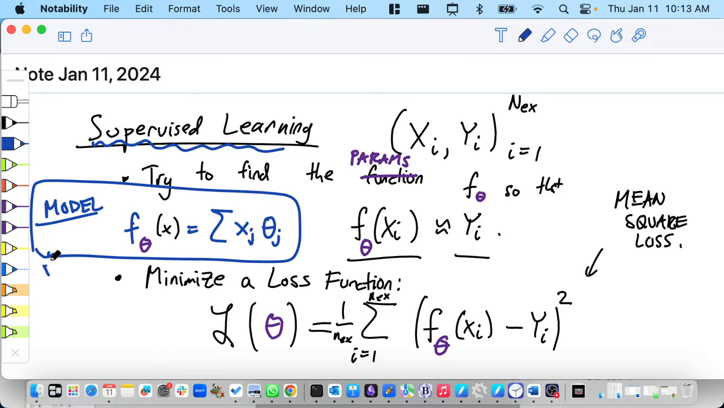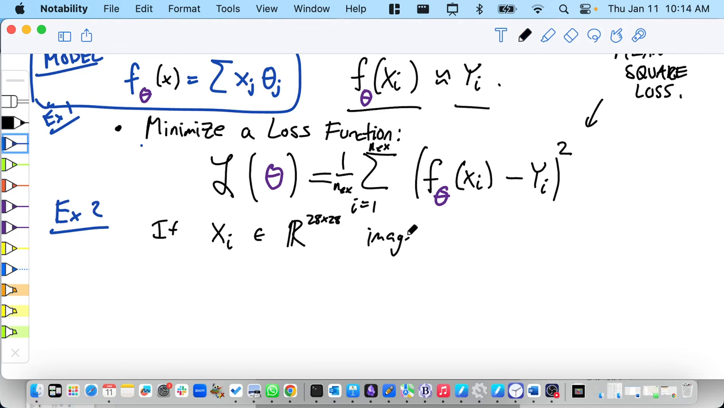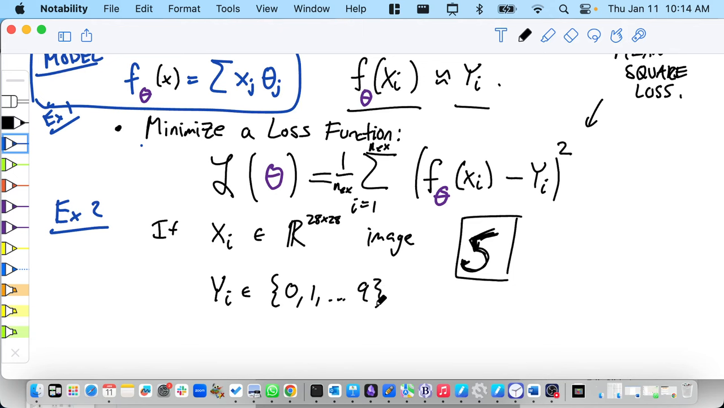So that's example one. Let's do another example. Example two: say xi is a 28 by 28 pixel image, so this is something that looks like this. It's got some pixels, and maybe it looks a little wonky. And yi is a number between 0 and 9, a digit. Then you can try to label the digits.